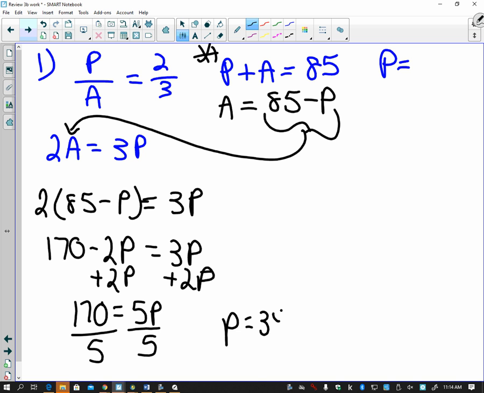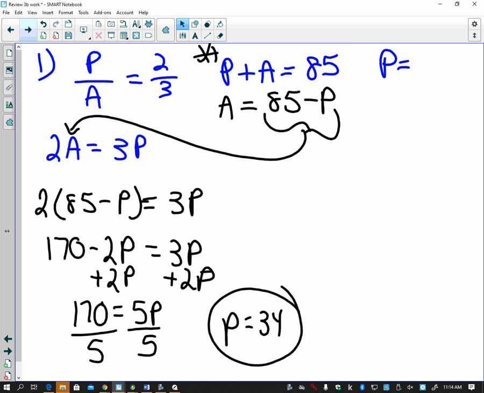P equals 34. That's what they're looking for. P equals 34. Okay, do you understand the steps? Practice the steps. Identify, okay, this is what I'm doing. I'm going to set up a proportion. I'm going to solve that proportion. I'm going to write the next equation. I'm going to solve that equation for the opposite variable that I'm trying to solve for.